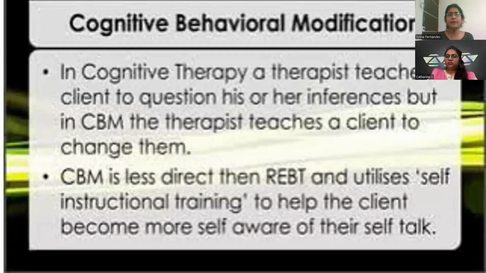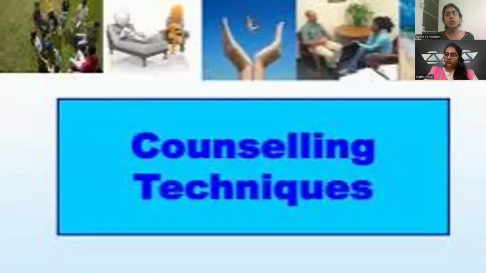Now, cognitive behavior modification is a little different from the other therapies because the therapist teaches a client to change their way of thinking. It is less direct than REBT and relies very much on self instructional training, wherein the client becomes more self aware of their self talk. So, we now go on to looking at the counseling techniques, and over to you, Catherine.